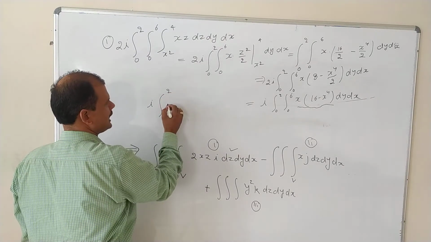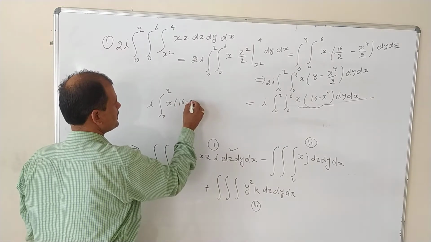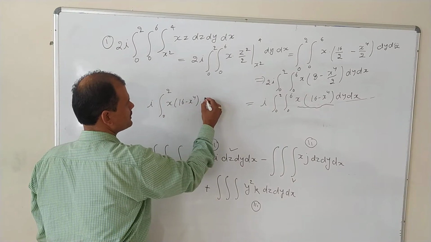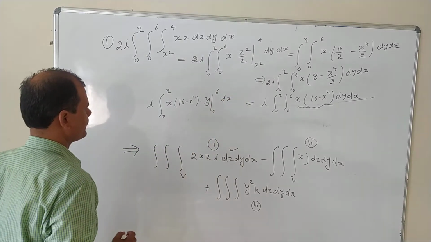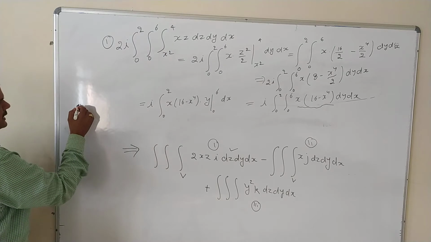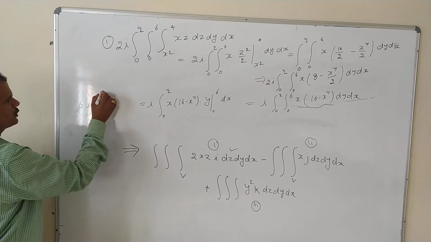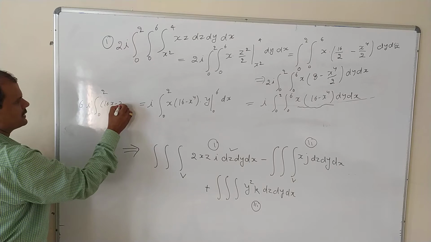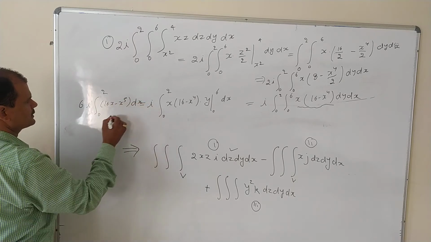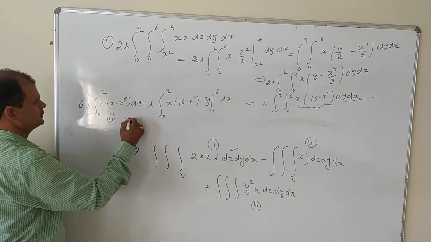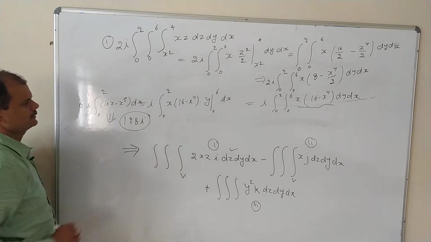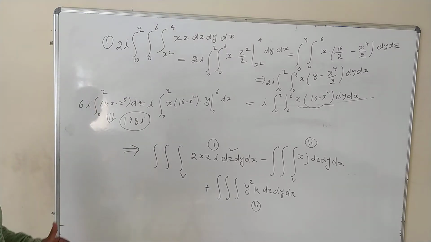So the integral 0 to 2 and this is x into 16 minus x power 4 into y limit, so y is 0 to 6 dx, fine. Okay, so we get 6 times the integral 0 to 2 16x minus x power 5 dx. And if you simplify, we get 128i. So this is your value of the first integral.